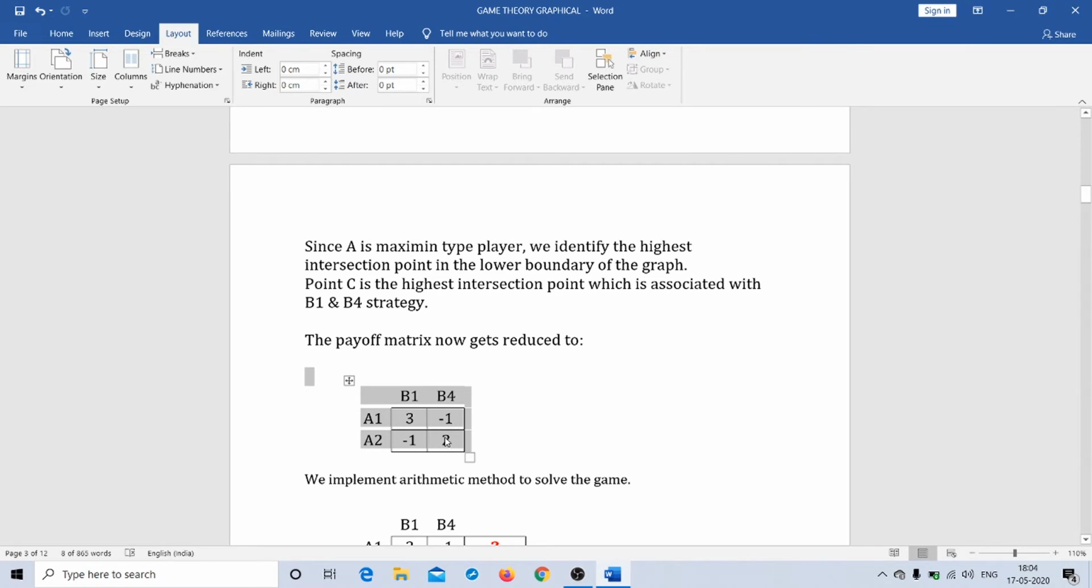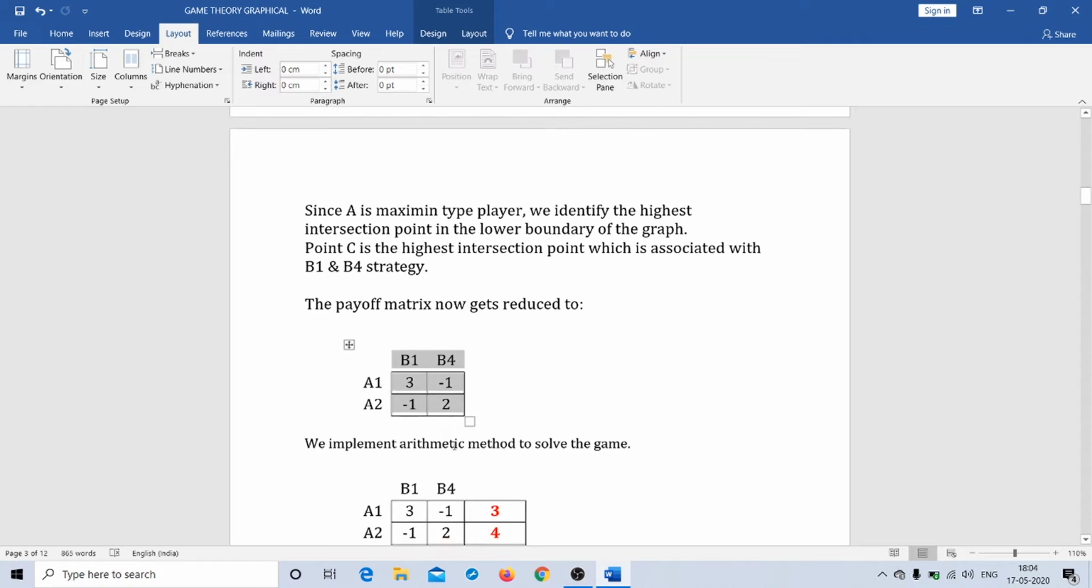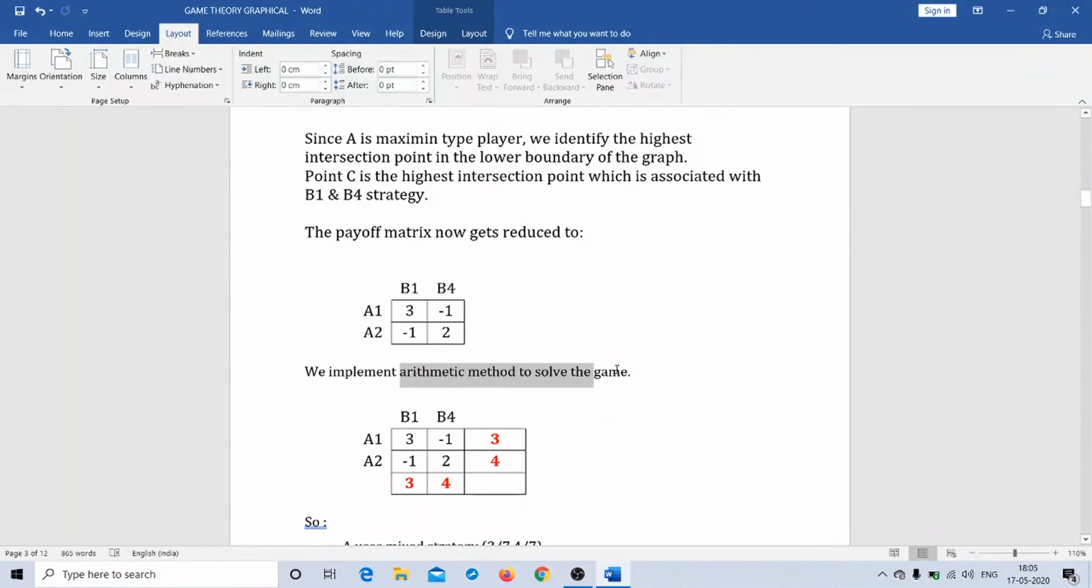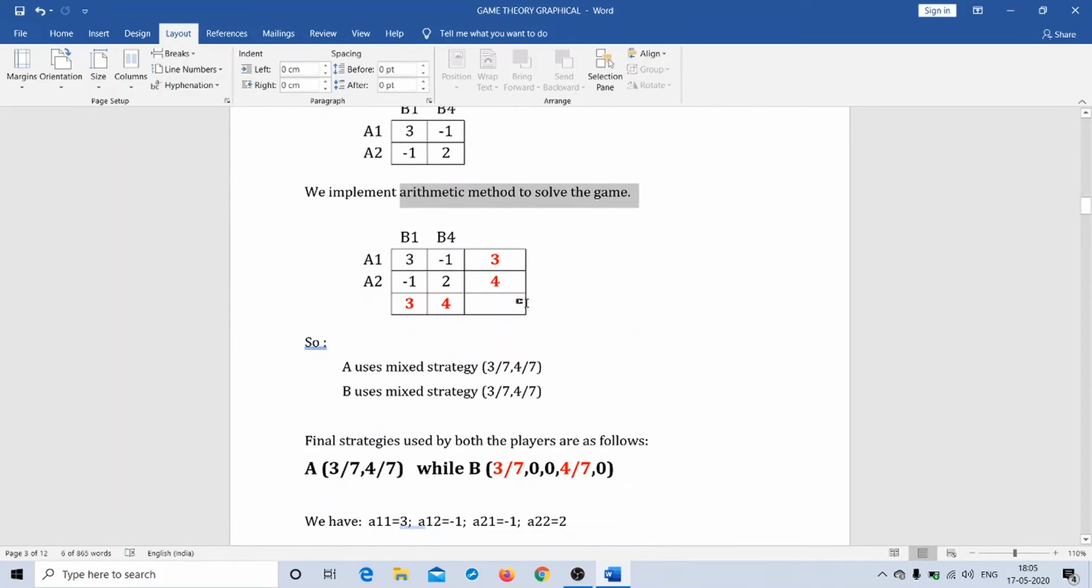Now, there's nothing great that we have to do afterwards, right? Since we are already aware, this is a class 2 payoff matrix. So what you do is implement the arithmetic method to solve the game, which we have already done earlier and solved a couple of problems, so I'm not going to focus on that. Once I do this, I come to the conclusion that A uses a mixed strategy of 3 by 7 and 4 by 7, and B uses a mixed strategy of 3 by 7 and 4 by 7, right?